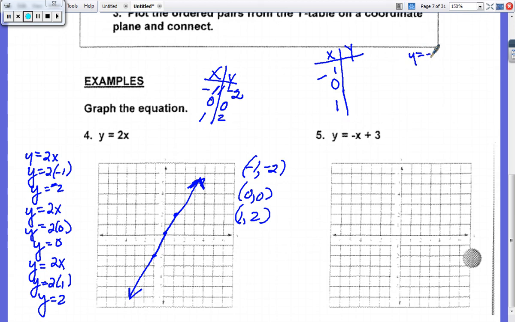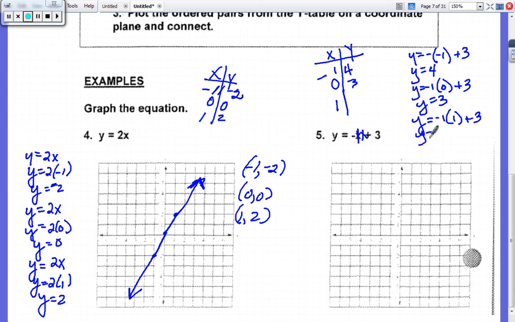So we have y equals negative 1, or you could put a 1 in front of the lonely variable, which would help you, 1x, plus 3. y equals negative 1 times negative 1 is positive 1, plus 3 gives us a 4. y equals negative 1 times 0 plus 3, so y equals 3. y equals negative 1 times 1 plus 3, so negative 1 plus 3, y equals 2.